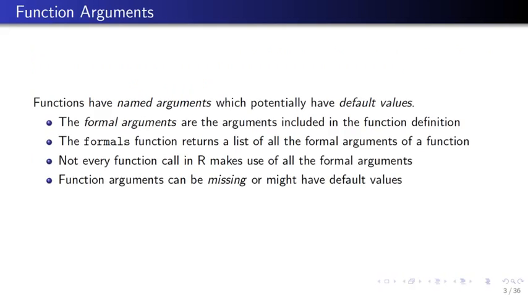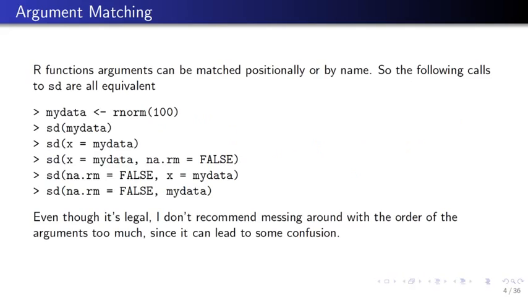The formals function takes a function as an input and returns a list of all the formal arguments of a function. Not every function call in R makes use of all the formal arguments. For example, if a function has 10 different arguments, you may not have to specify a value for all 10 of those arguments. So function arguments can be missing, or they may have default values that are used when they're not specified by the user. R function arguments can be matched positionally or by name. This is key when you're writing a function, and also when you're calling it.